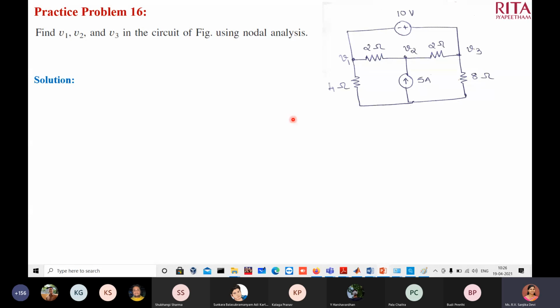Okay. So with this, the nodal analysis with voltage sources is over. And from next class onwards, we will be starting with circuit theorems, and that will be handled by the next faculty. Okay. So Kirti ma'am will take the topic on circuit theorems.